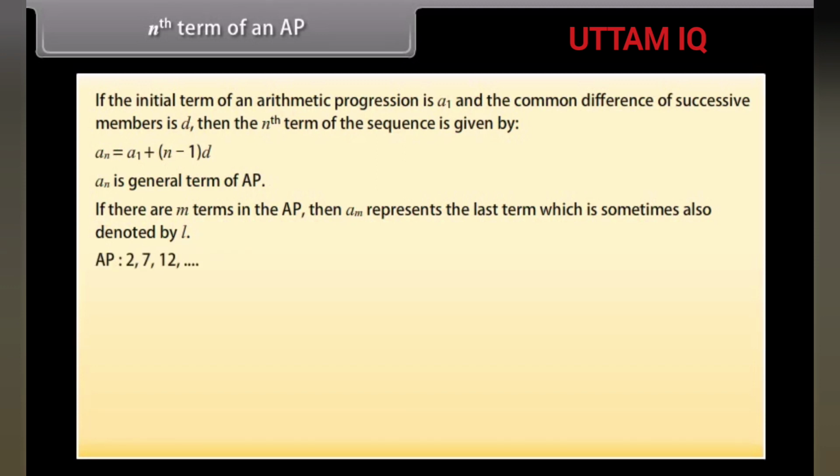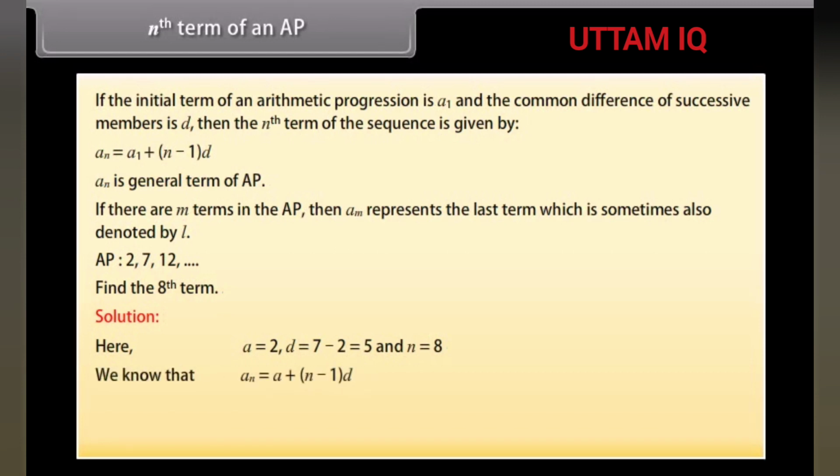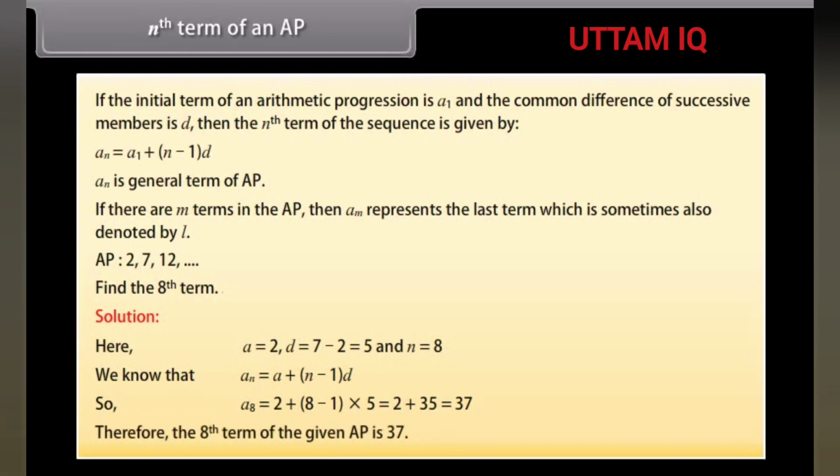Now by using the formula of nth term, let's find the 8th term of the given AP. Here a is equal to 2, d is equal to 7 minus 2, which is 5, and n is equal to 8. We know that a_n is equal to a plus (n minus 1) d. So, a_8 is equal to 2 plus (8 minus 1) into 5, which is equal to 2 plus 35, which equals 37. Therefore, the 8th term of the given AP is 37.